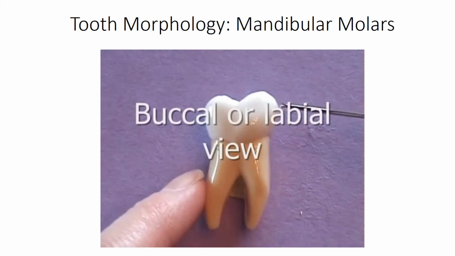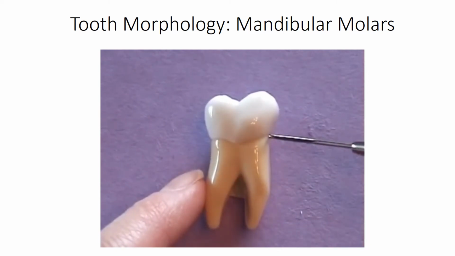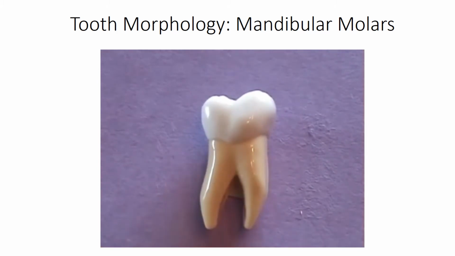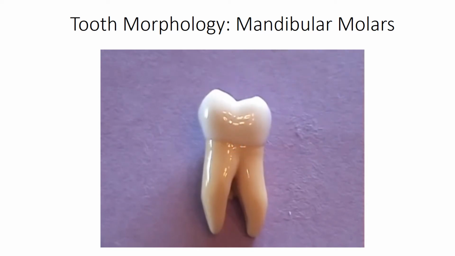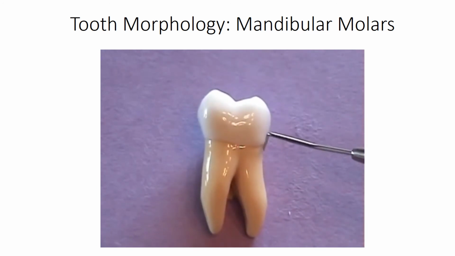The buccal view of the mandibular second molar, the contact areas are in the middle third. There's a more bulbous mesial outline than on the distal side. There's a buccal groove. From the lingual, note the mesiolingual cusp is taller, and again the mesial and distal outlines.